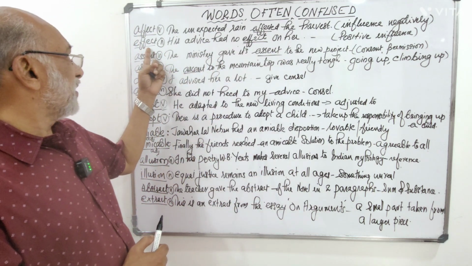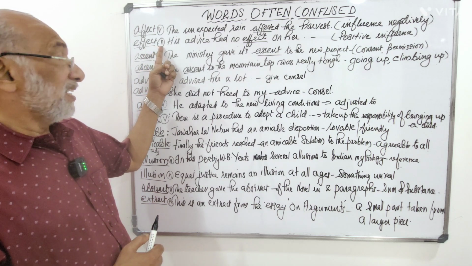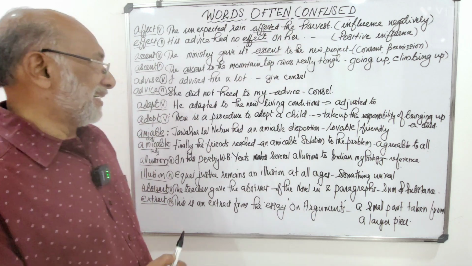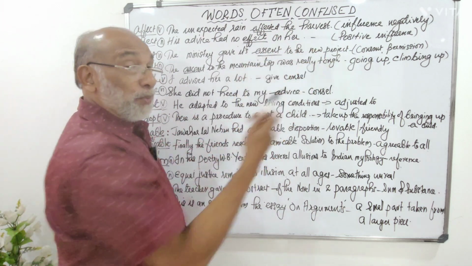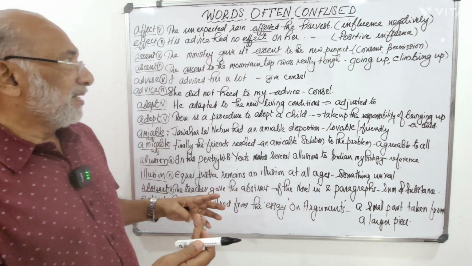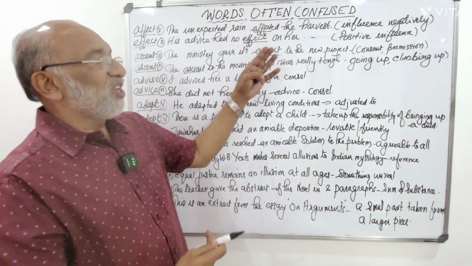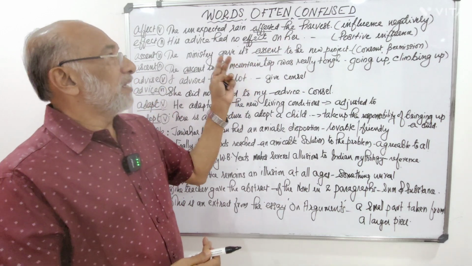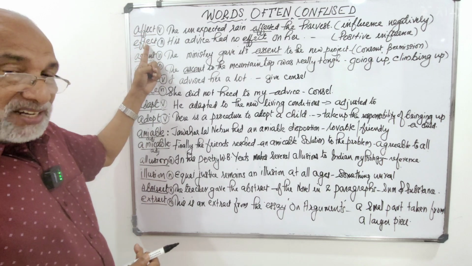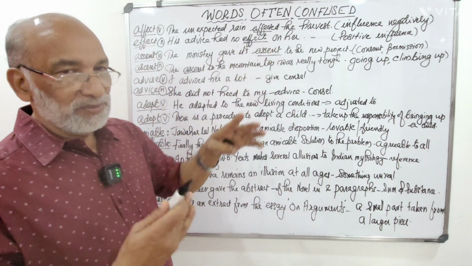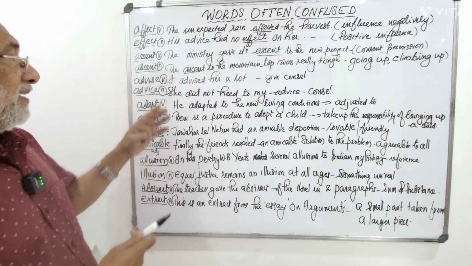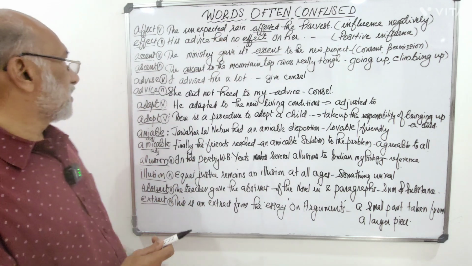Then coming to the next one in the pair, it's effect. Here it's a noun. His advice had no effect on her. Effect means a positive influence. That means his advice couldn't bring about any positive change in her or influence on her. That's it. So, affect and effect. I hope the meaning is clear and the difference in meaning and the context in which they can be used.